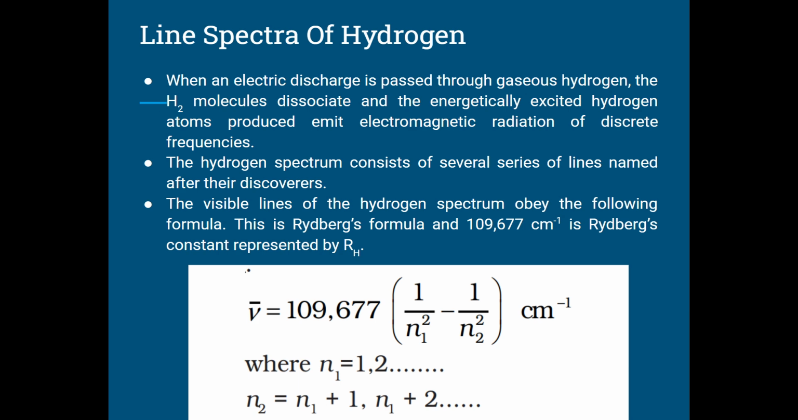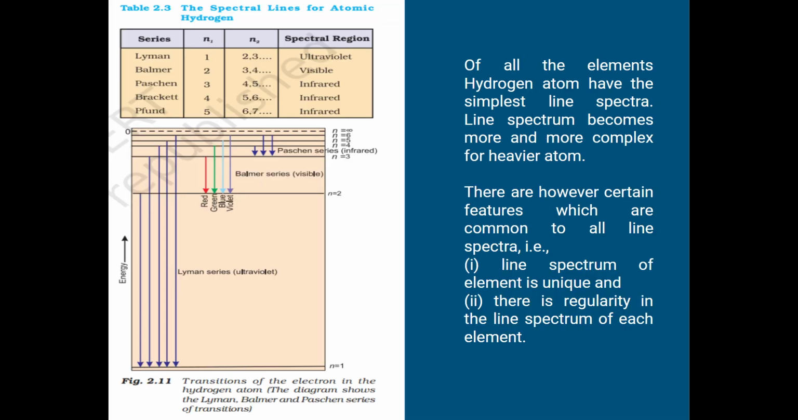Okay, now let's come back to the formula. So here I'm repeating, n1 is smaller than n2. Why? Because if it is smaller, then only a positive value for wave number will come. And further we can calculate frequency and wavelength also, and they are also always positive. So your n1 should be smaller than n2. This is simple maths and you should know this.